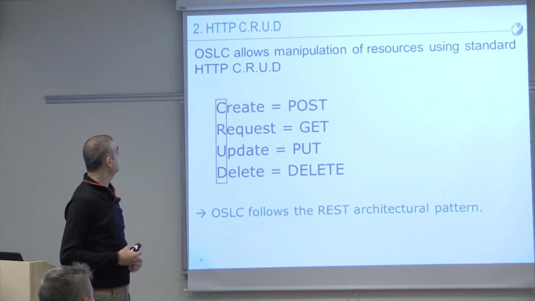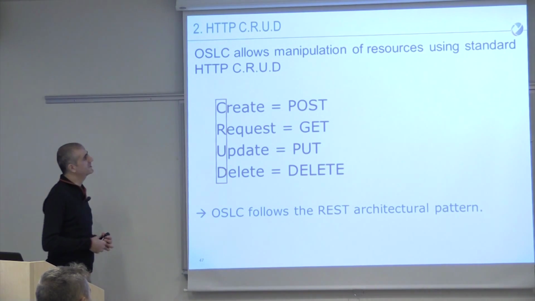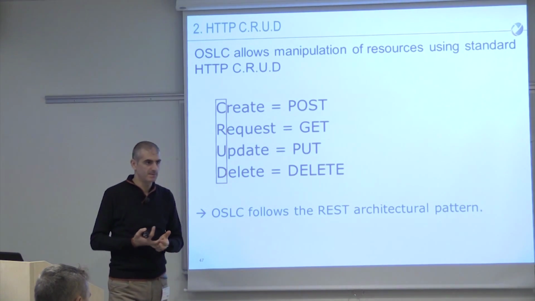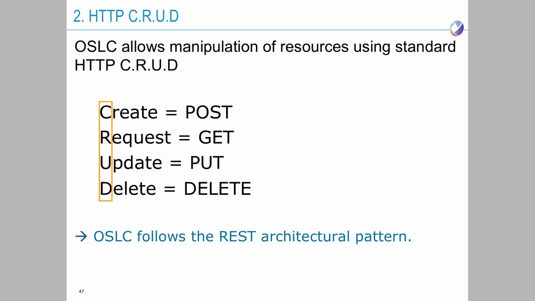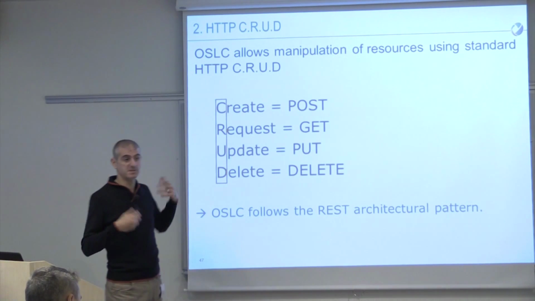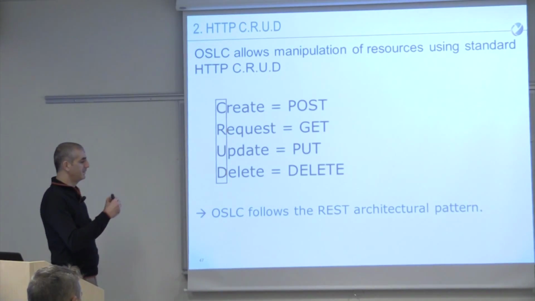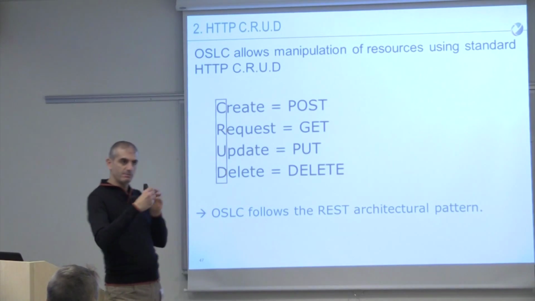This other capability is HTTP CRUD. This is about how you manipulate a resource. Linked data doesn't really mention that explicitly. Linked data is pretty much about accessing one, just getting one, but it doesn't talk about how you create, delete, or update. And OSLC says, OK, let's use the RESTful architecture to do that. If you have a URI for a resource, every resource has a URI.